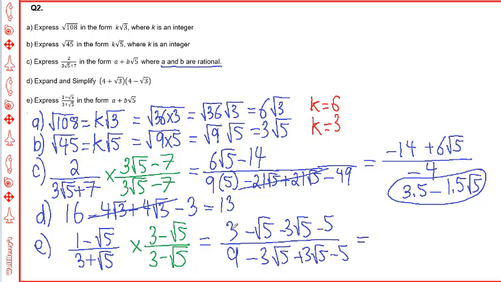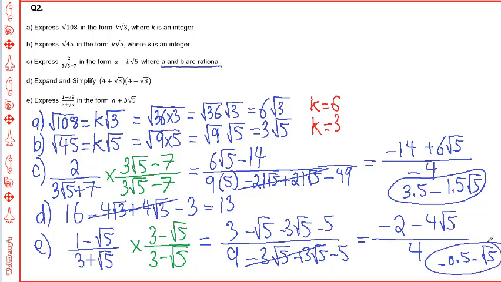Simplify the numerator. 3 minus 5 we know is minus 2. Minus 5 minus 3 root 5 is minus 4 root 5. Treat the root 5 like an x. So minus x minus 3x is minus 4x, for example. These two cancel, that's why we do it. 9 minus 5 is 4. Simplify these fractions here. You can clearly see this is going to be minus a half. Let's put it down here. So minus 0.5. 4 over 4 cancels. So minus root 5. And that is the final solution to that problem.